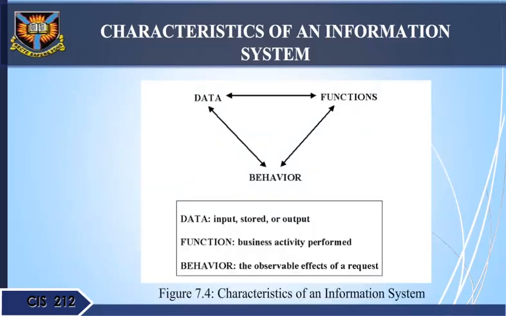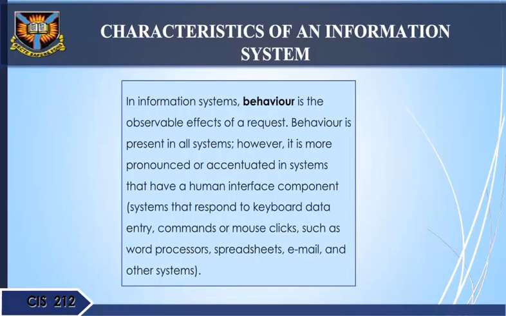Data, functions, behavior. Data equals input, stored or output. Function, business activity performed. Behavior, the observable effect of a request. In information systems, behavior is the observable effect of a request. Behavior is present in all systems. However, it is more pronounced or accentuated in systems that have a human interface component.